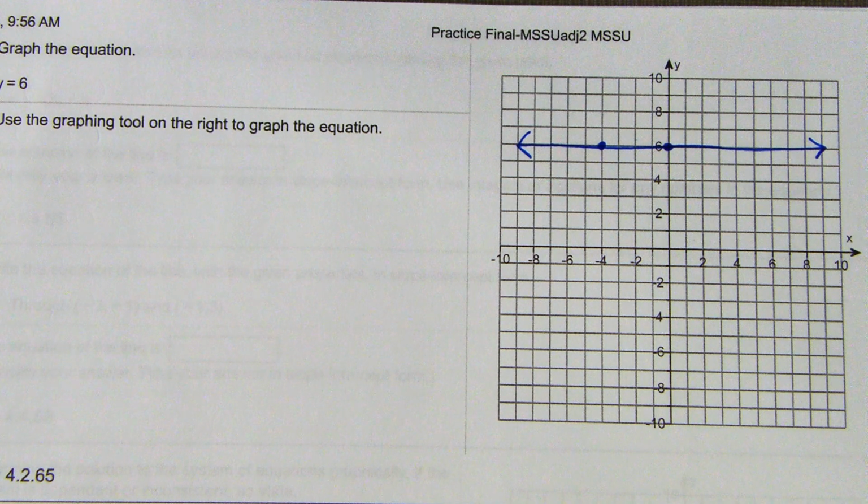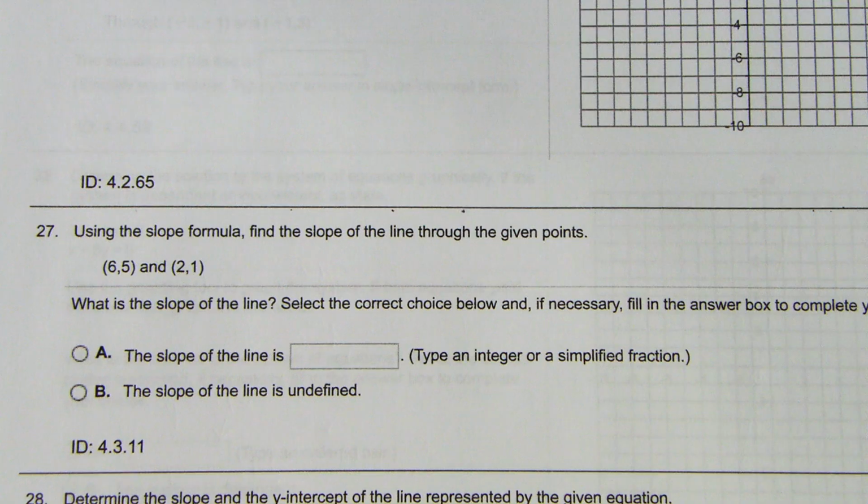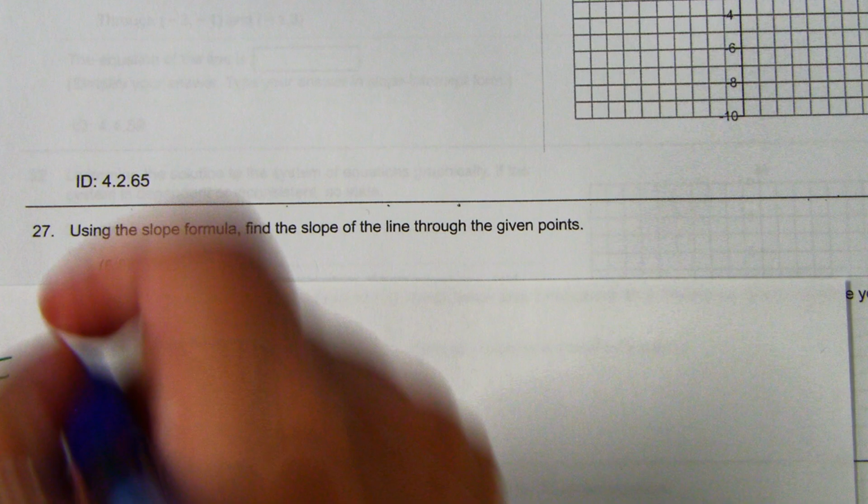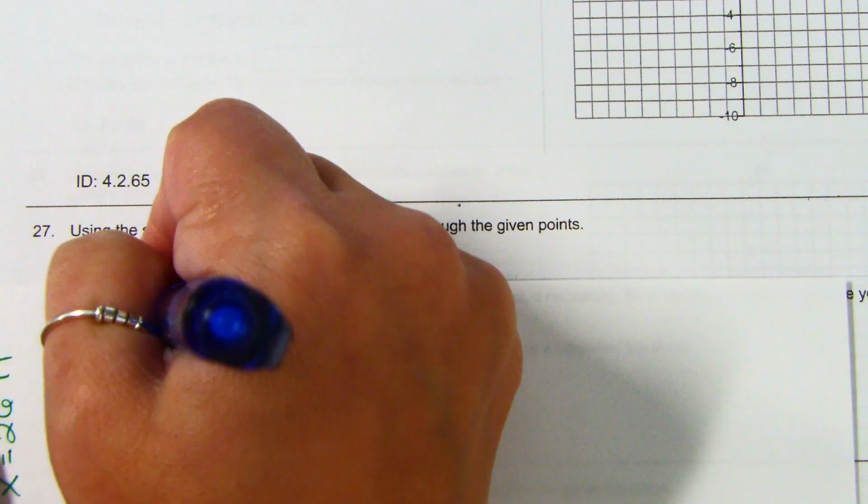Using the slope formula, find the slope of a line through the given points. And they give us 2 different points. So you do need to know the formula for slope. I'm going to use a separate sheet of paper just so you have a little bit more room. So this is something you either need to have memorized or something you need to write down on your cheat sheet. But slope equals y2 minus y1 over x2 minus x1.